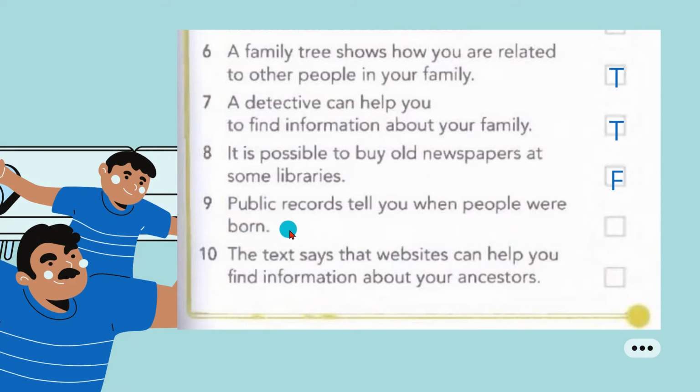Number 9. Public records tell you when people were born. Yes, of course, you have information about births, marriages, right? So it's true. And lastly, number 10. The text says that websites can help you find information about your ancestors. I think this is true as well. Okay, so you have finished the exam task.